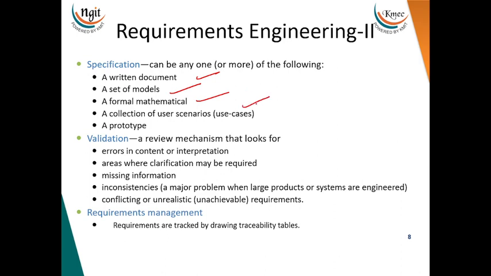scenarios, collections, prototypes. Validation is a review mechanism for each task, looking for errors in content or interpretation, and clearly specifying where the requirements have missing information or unrealistic information. Above all these, it is required to manage the requirements, with traceability, drawing that into the parts. So these are the points which are mentioned here.